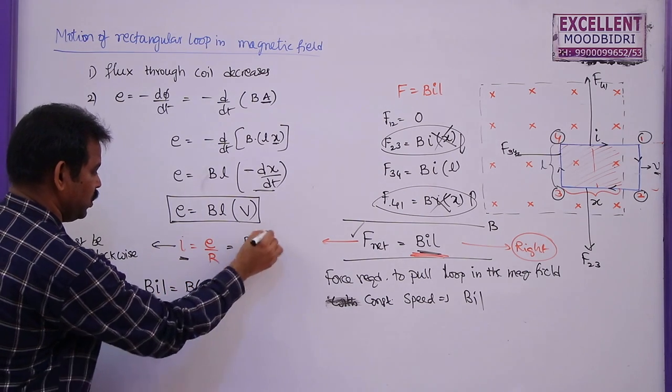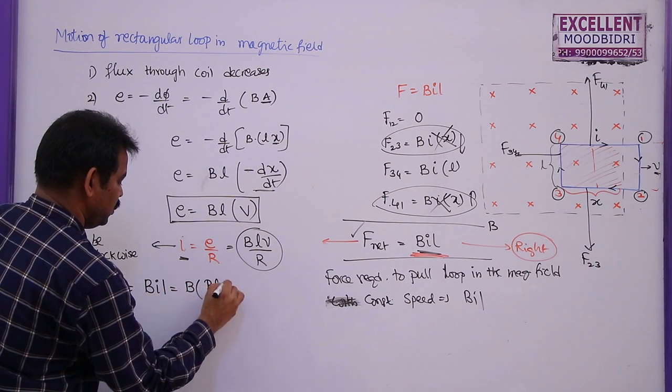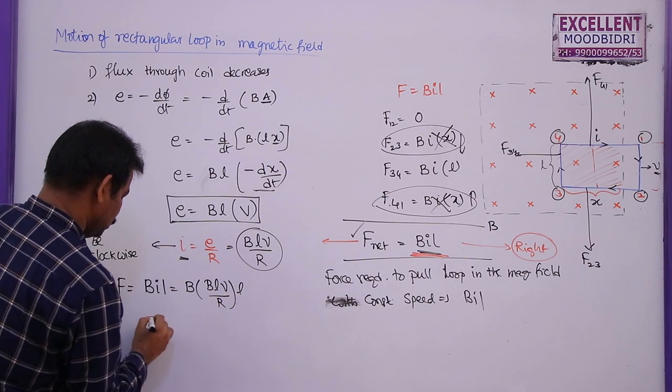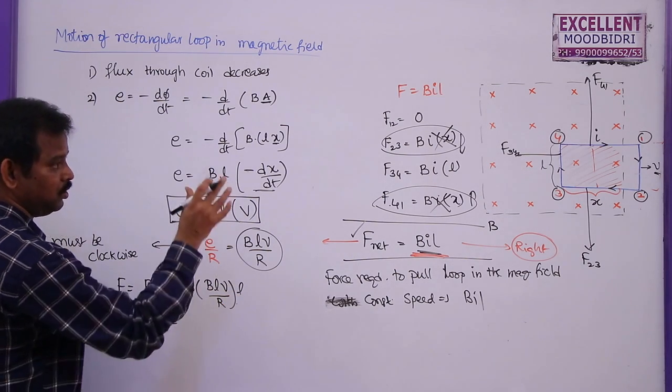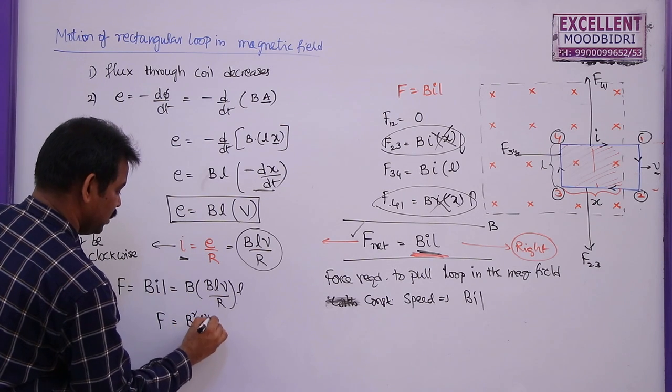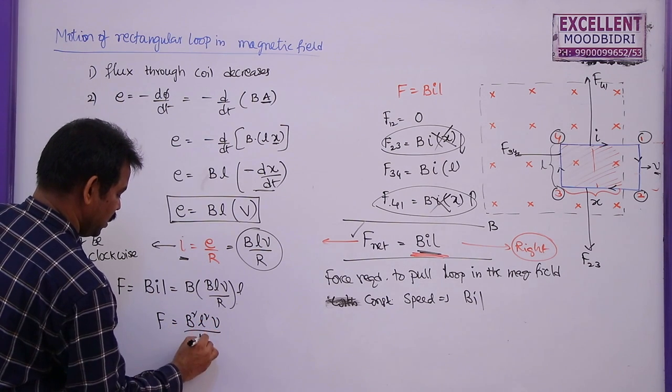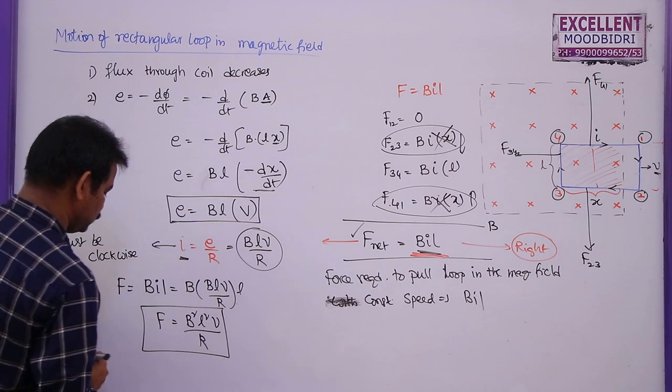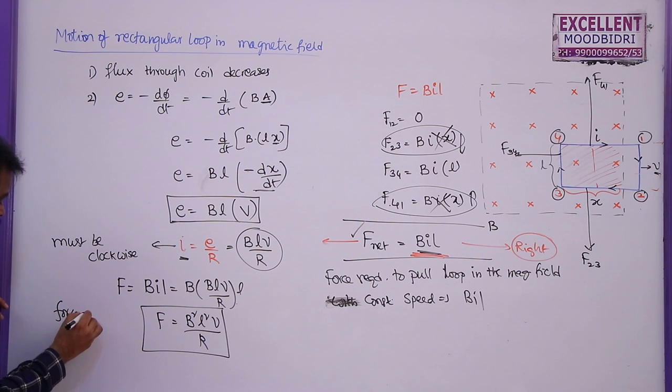So B into I is equal to B into BLV by R, times L. So the force required to pull this loop through the magnetic field is given by B squared L squared V by R. This much force is required. This is the force required to pull this one.